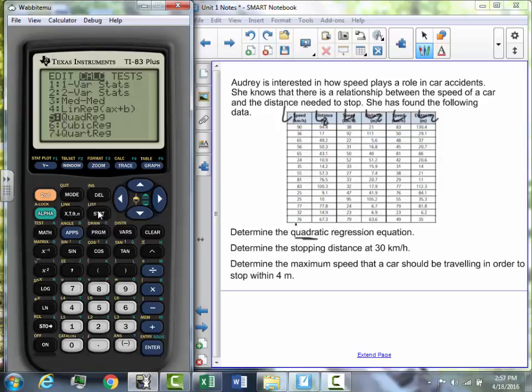Second stat. No, just regular, just old stat. Just press stat, over to calculate. Then we don't want number 4, though. We don't want linear. We want quadratic this time around.